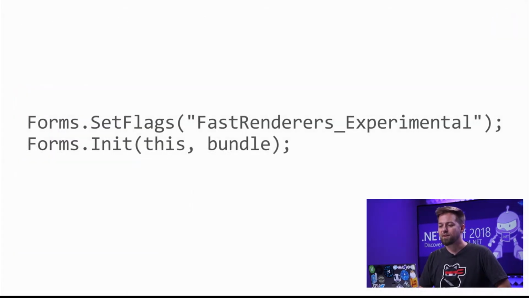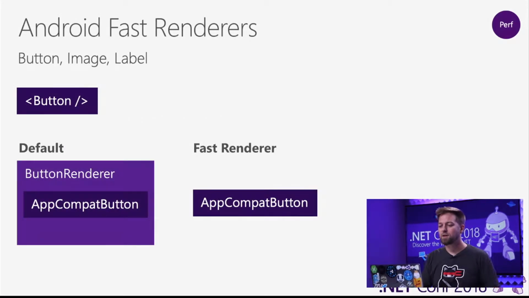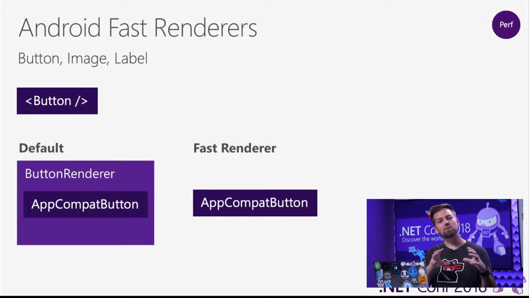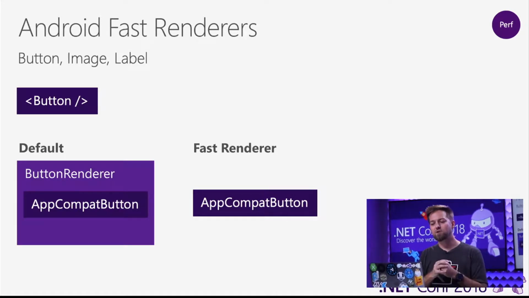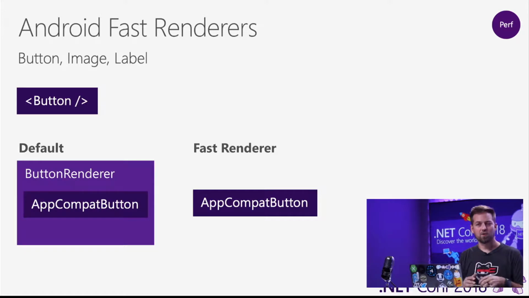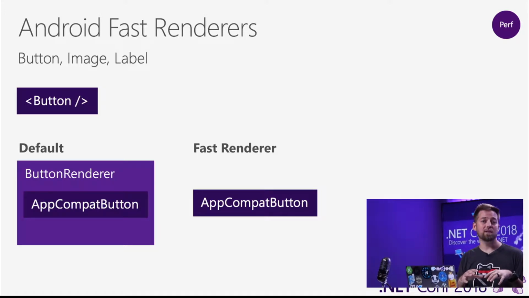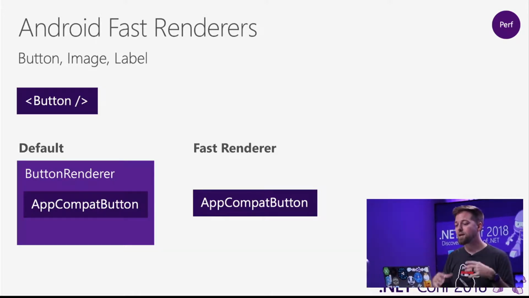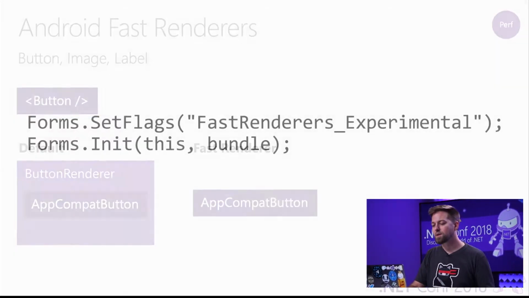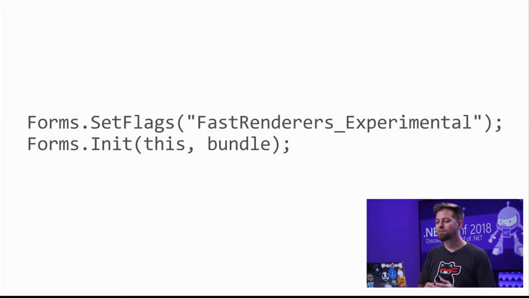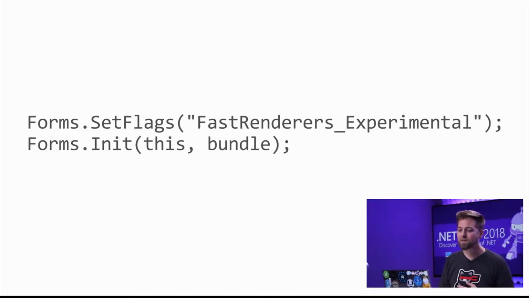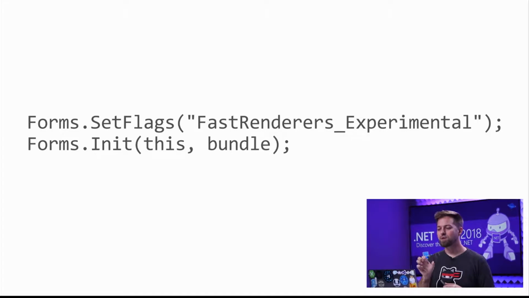So what we've done with fast renderers: when we went to fast renderers, we were able to refactor out everything that was in that button renderer and make sure that everything still worked with the app compat button. So this greatly reduces the UI that needs to get inflated to do your app, and thus improves performance, both in terms of runtime and startup. To enable this, we have a set flags method. You call this just before you call the forms init, and you pass in the fast renderers experimental.